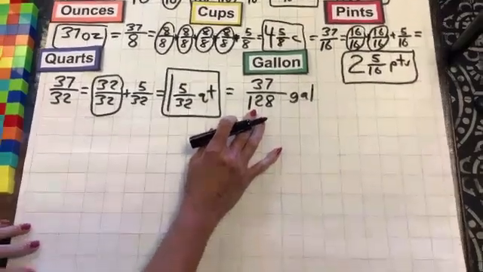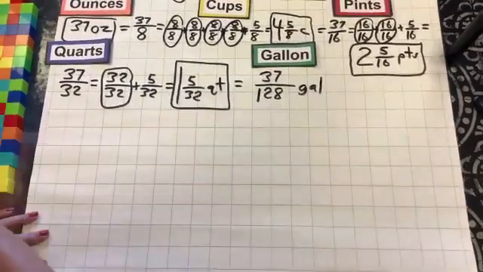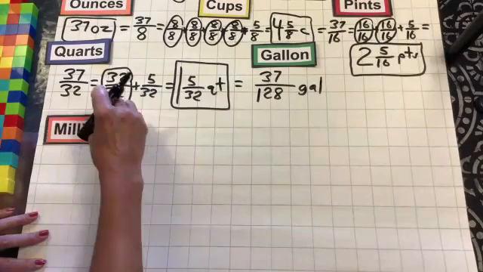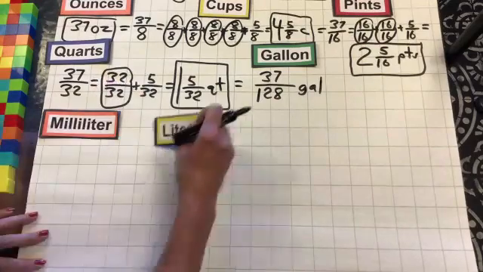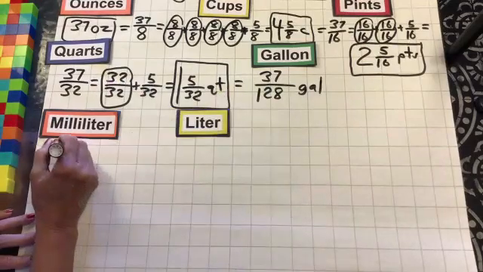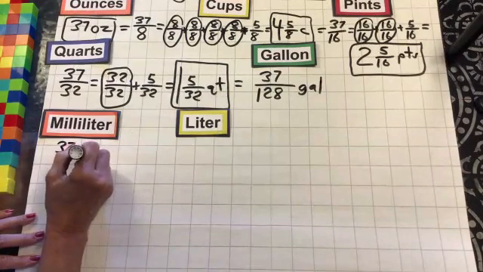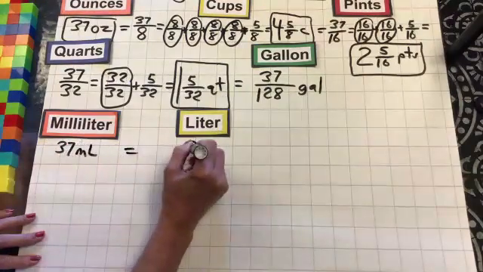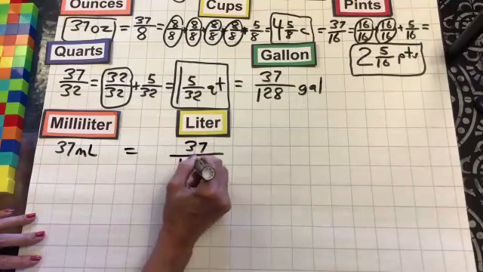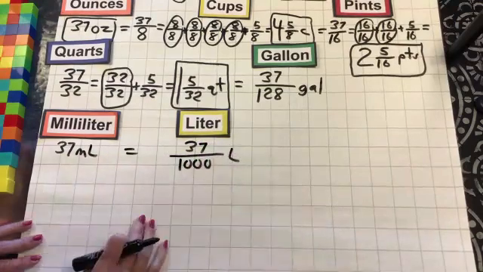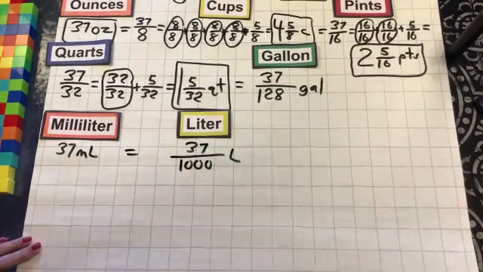All right, let's take that liquid form and go straight to metric, which is way simpler than our standard form. So here we go. We have 37 milliliters. That's the same as 37 thousandths of a liter. And boom, we are done.